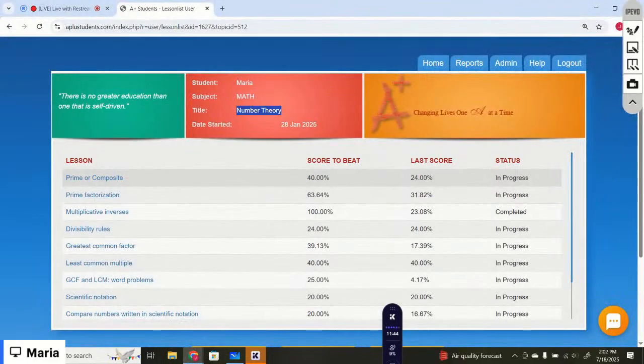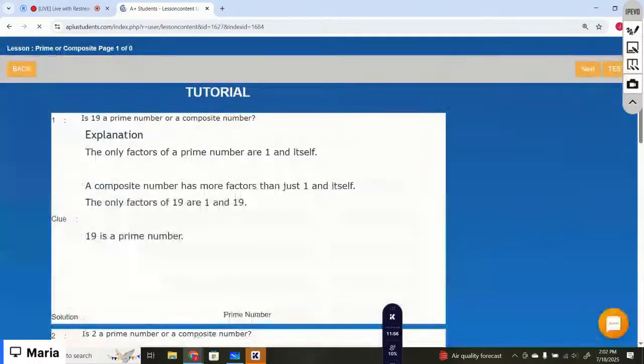I'm on grade 7 math. Let's just start with chapter number 3. I'm going to start with the first lesson, that is prime or composite. Is 19 a prime number or a composite number?